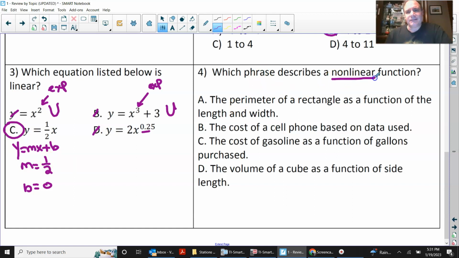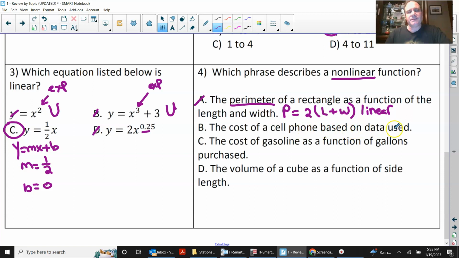Which phrase describes a nonlinear function? Perimeter. Anything about perimeter is not nonlinear. I know you're thinking about the perimeter of a shape, a rectangle. It is straight lines. And the formula for the perimeter of a rectangle is perimeter equals 2 times the length plus 2 times the width. Remember, the opposite sides of a rectangle are equal to each other. So you're adding all the sides to get the perimeter. So it's 2 times the length, because there's 2 lengths, that opposite side, and 2 widths, right? So that is linear. So that's out, because they're looking for nonlinear.